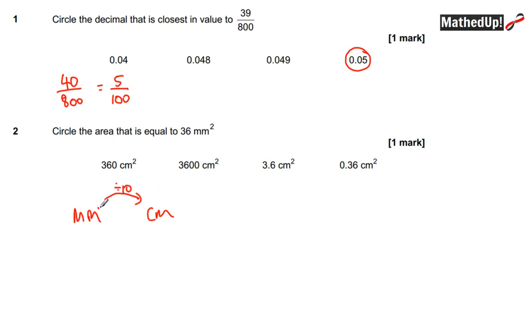But because I'm changing millimeters squared into centimeters squared, I need to divide by 10 squared. So I'm dividing by 100. So 36 divided by 10 squared, or 36 divided by 100, is going to be 0.36 centimeters squared. So 36 millimeters squared is the same as 0.36 centimeters squared.